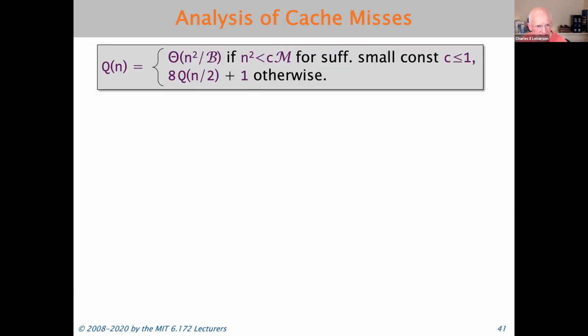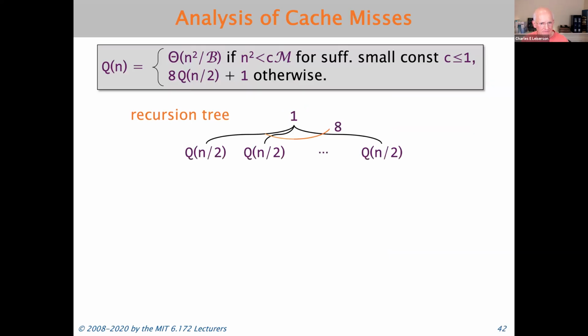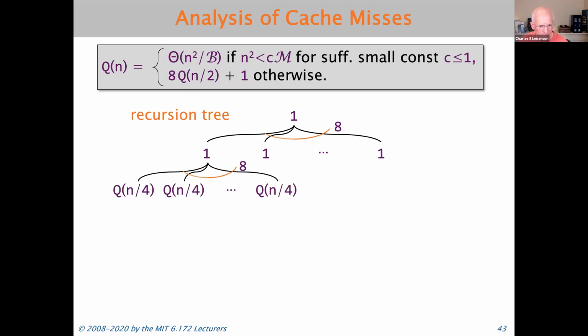So here's the recurrence again. I've once again dropped the theta around the 1. And here's the recursion tree. We start out with Q of n, and now we expand that using the right-hand side of the recurrence, same as we did for work. Then with the second level, same difference, and so forth, all the way down until we get to the leaf. And the leaves have order CM over B cache misses.